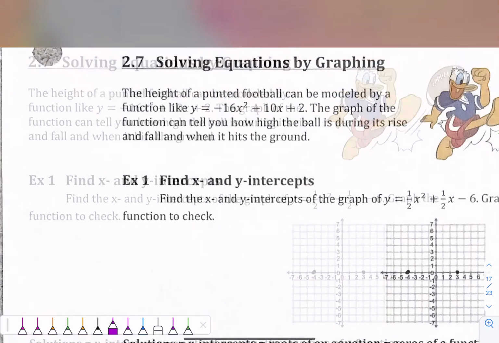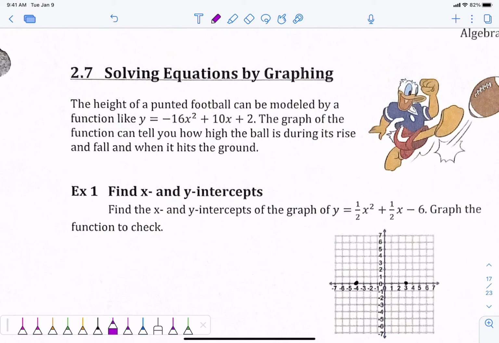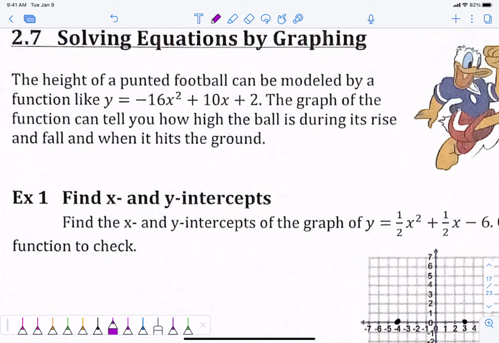Okay. So we have Donald Duck over here, and our first introduction to this section is talking about punting a football. The height of a punted football can be modeled by this function: y equals negative 16x squared plus 10x plus 2, where y is representing the height of the football. Do you know what x is representing? The distance? Nope, not the distance. The time after it is kicked.